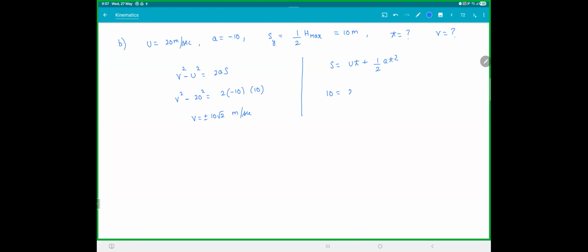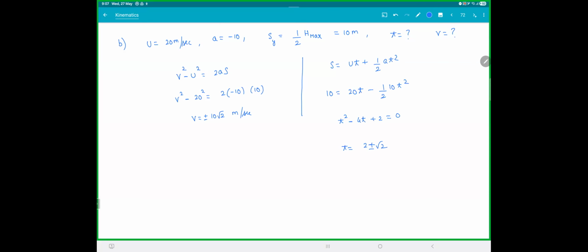S is 20 times t minus half g, 10, t square. You get a quadratic equation, everyone. t square minus 4t plus 2 is equal to 0. You solve this, you end up with t is equal to 2 plus or minus root 2. Both are right.